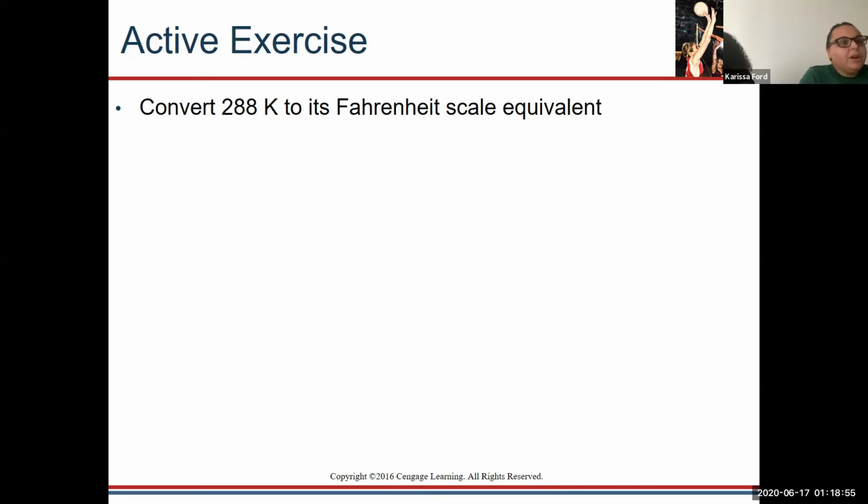So we are going to do Kelvin to Fahrenheit. So it's going to be 273.15. Okay. Is it going to be minus or plus 288?